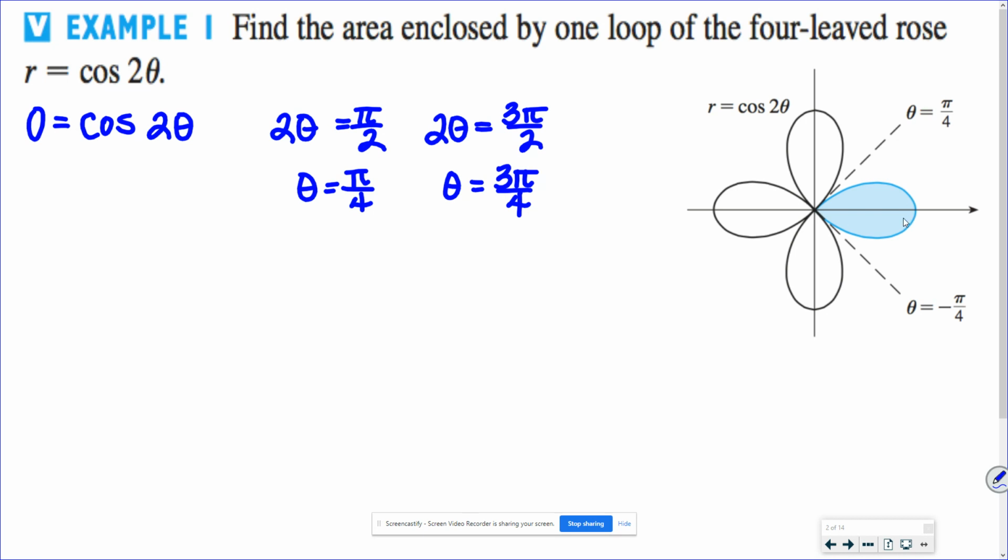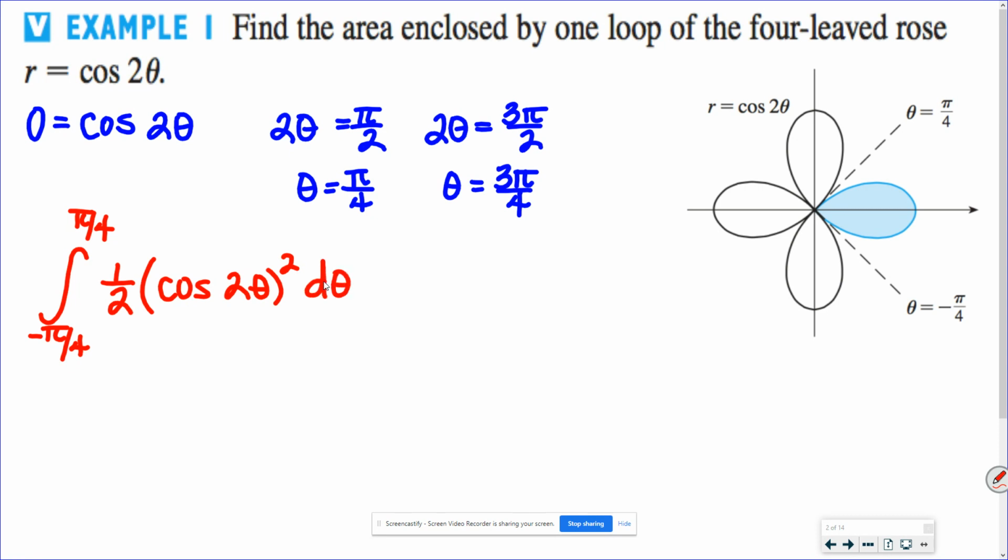Now, the way it's listed here is negative pi by 4. Basically, any multiple of pi by 4 is going to work for you. This particular picture is showing negative pi by 4 to pi by 4, just because I'm assuming those are smaller angle measurements and easier, therefore, to work with. Anyway, so you're going to put your A and B values as pi by 4 and negative pi by 4. And then the area formula is 1/2 times r, and r is cos of 2 theta, squared d theta. And then it's really not that different than what we are used to seeing.